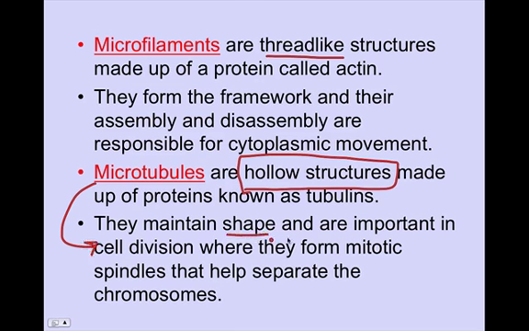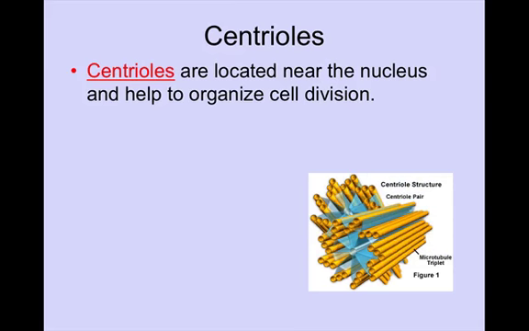Not only do they help maintain shape, but they are very important in cell division, where they form the mitotic spindles that help separate chromosomes. And there is a specific type of microtubule, which we're going to talk about on the next slide, as a matter of fact. That would be a centriole. Centrioles are located near the nucleus and once again help organize cell division.